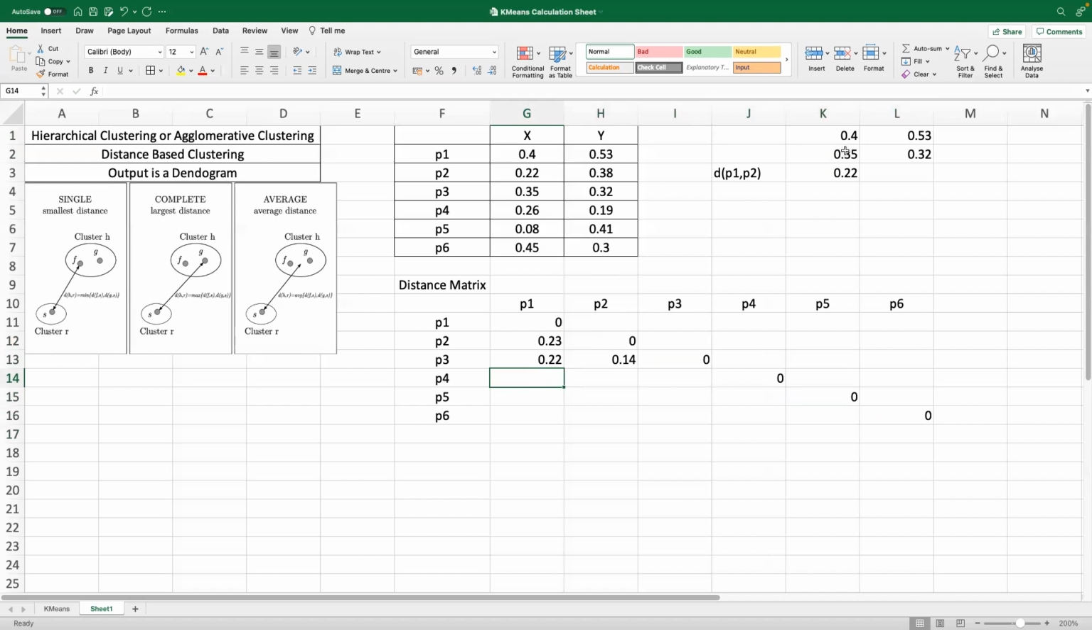So P1 to P4. P4 is how much? 0.26 and 0.19. So you got 0.37 as the value. P1 to P5: 0.08, 0.41, you got 0.34. Similarly, P1 to P6, 0.45 and 0.30. We got 0.24.